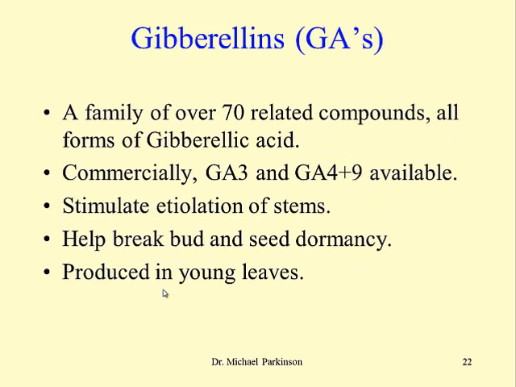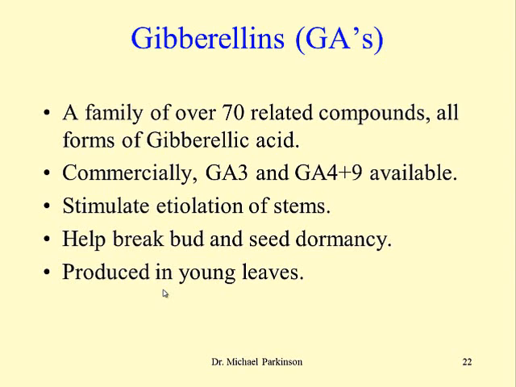Gibberellins are a family of over 70 related compounds. Commercially, two forms are available, GA3 and a mixture of GA4 and GA9. They stimulate etiolation of cells, of stems, that is, they make the stems go longer, particularly in dwarf variants, and they help break bud and seed dormancy.